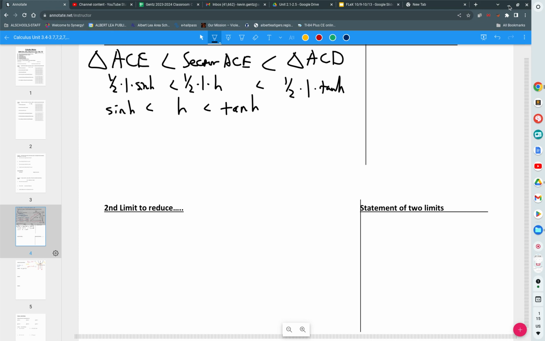Wait, so if you multiply by 2, how come it is 2 sine? Because 1/2 times 2 is 1. Oh, it's just 1. Yep. But the limit that we want is sine of H over H, right? So you kind of got a couple options. I could divide through by H and I'd have a sine of H over there, wouldn't I? But I really want my sine of H over H to sit in the middle because we want to use the squeeze theorem. So I'm going to actually divide through by sine of H.